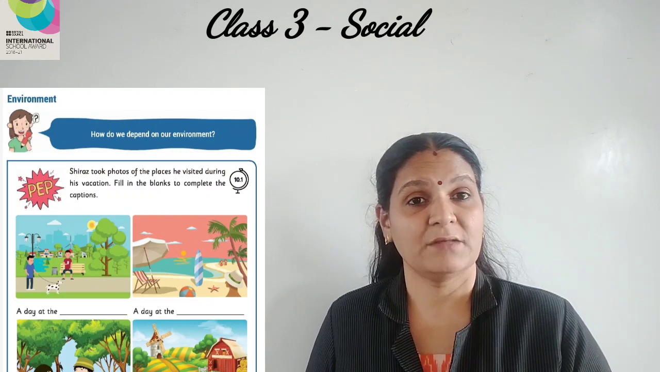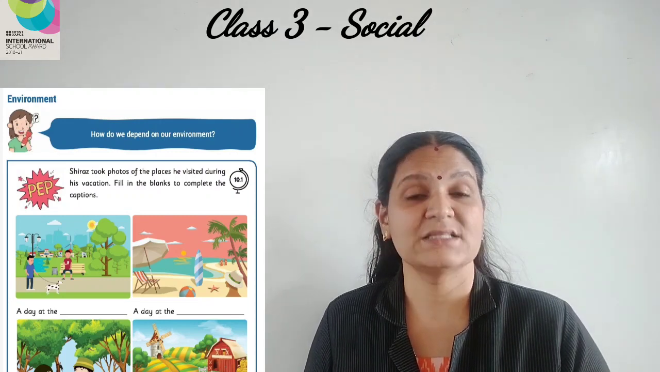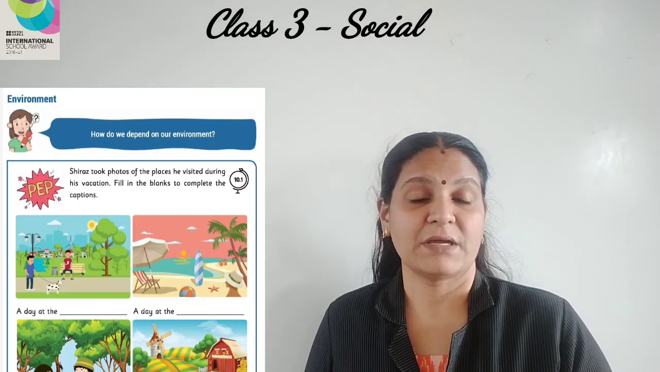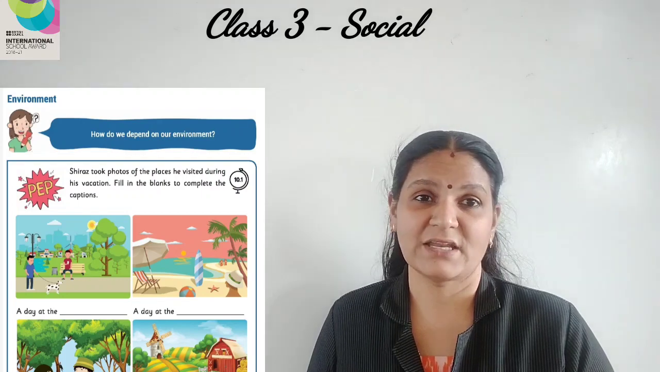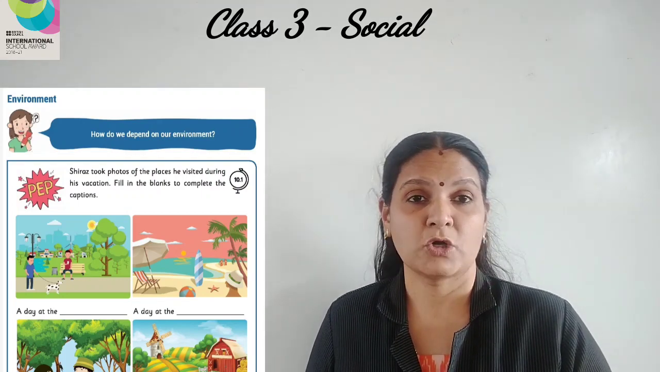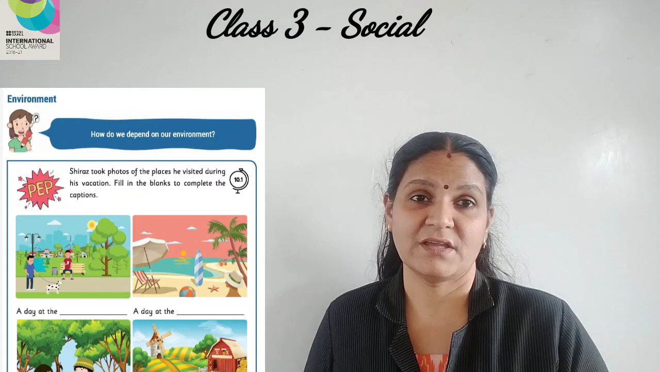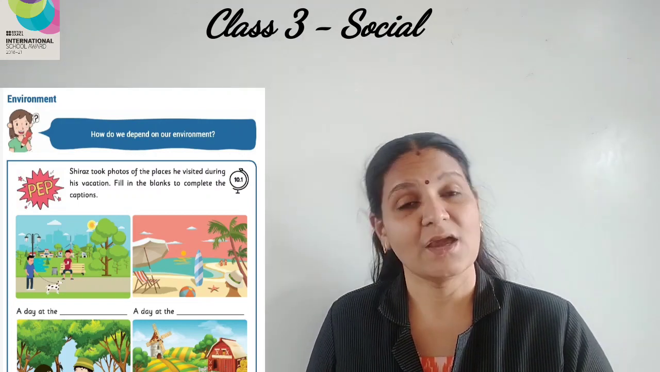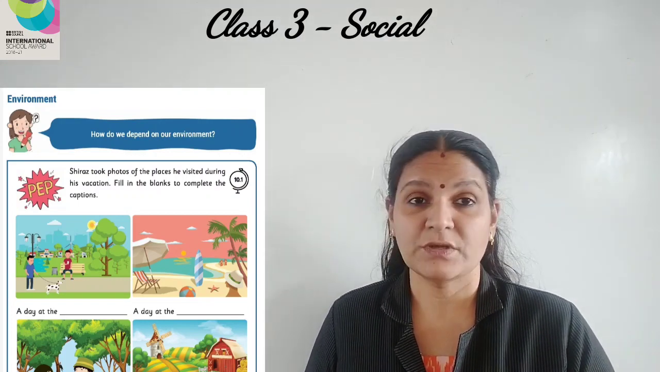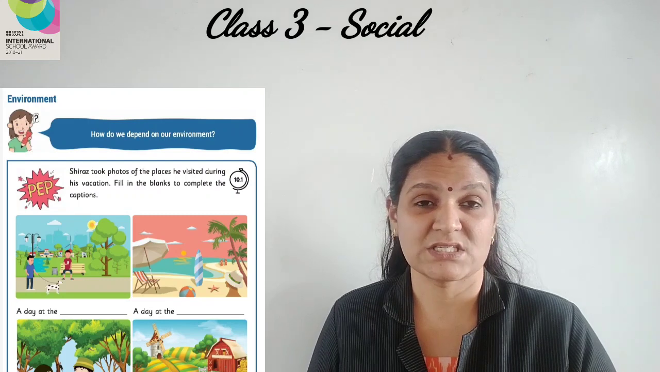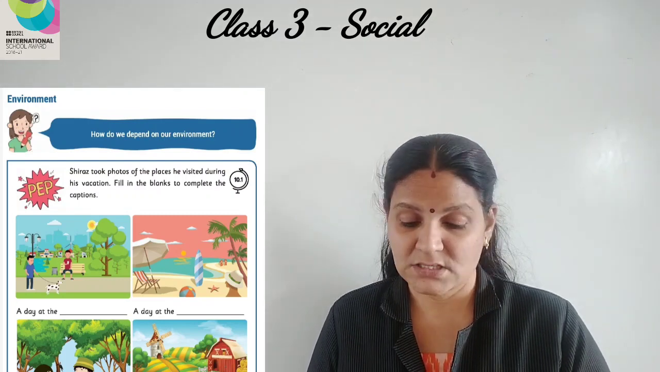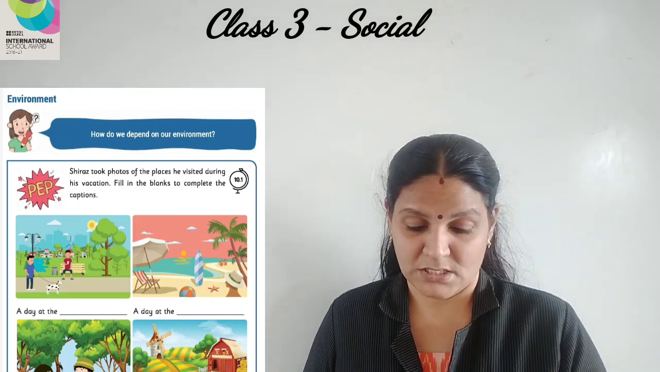Same way, animals depend on plants and also some animals eat the flesh of other animals. So one or the other way, each living thing is dependent on the other living thing. So we are going to discuss about this in detail under this topic, environment.